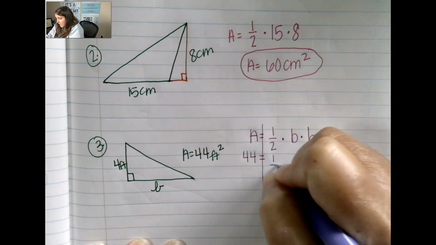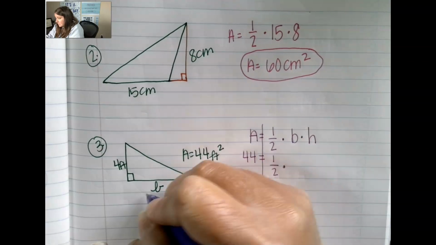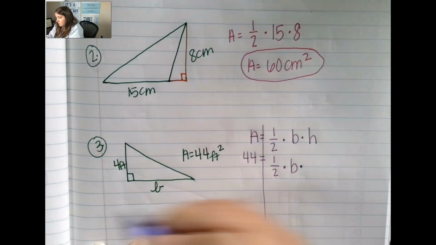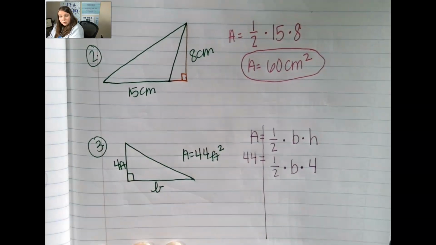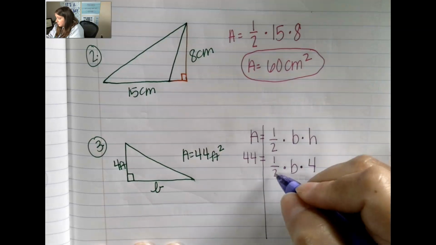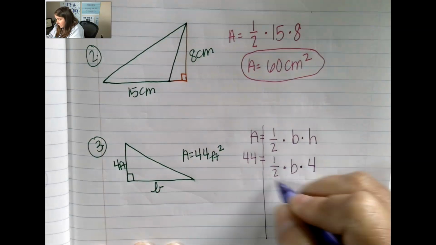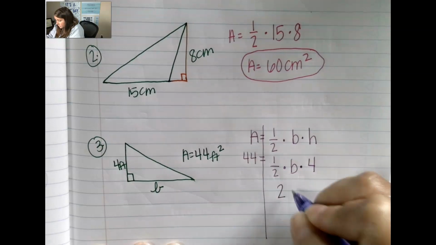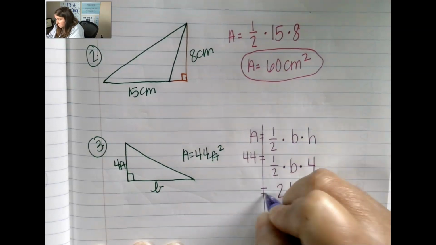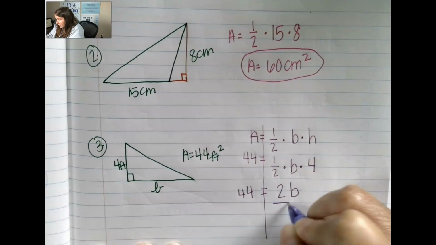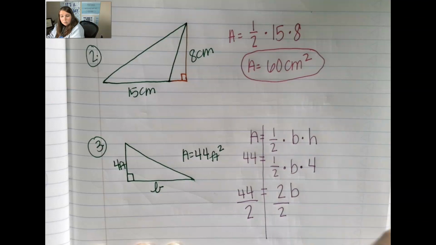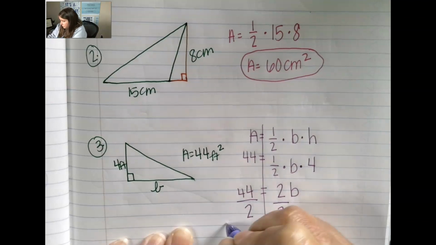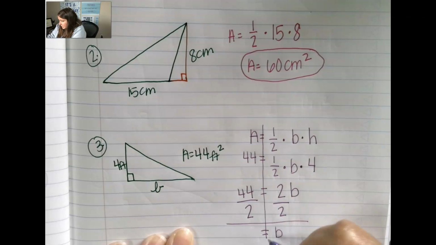Okay, we know we're looking at 1/2. The base is B. We don't know the base, but the height is 4 because it's on the right angle here. So now we're ready to solve this problem. Half of 4, right? Half of 4 is 2. So 2 times the base equals 44. Divide by 2 to isolate that variable. And that tells us that B equals 22.